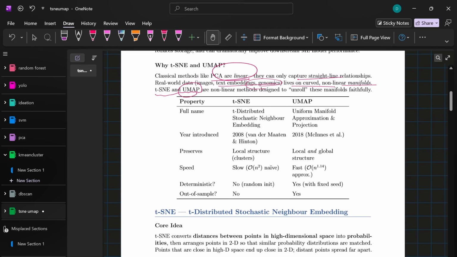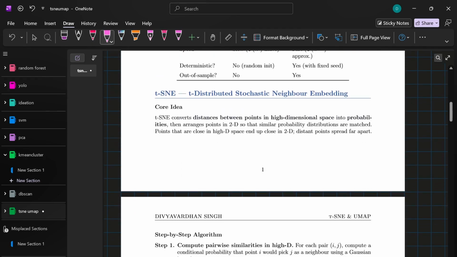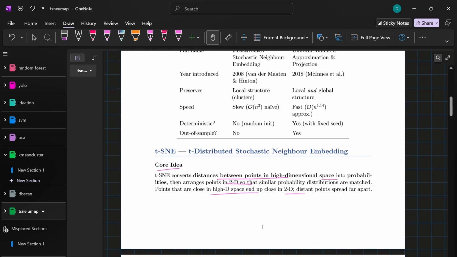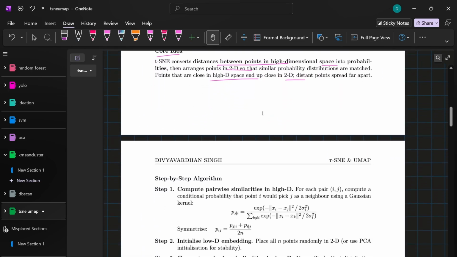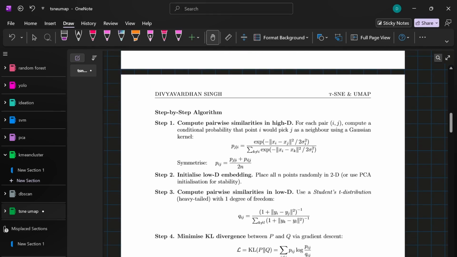t-SNE, introduced in 2008, converts high dimensional distances into probabilities that are arranged as points in 2D so that the probabilities match. Close points stay closer and distant ones spread out. The key trick is that it uses a Student's t-distribution in the low-D space instead of the Gaussian. The heavier tail pushes moderately distant points further apart, preventing everything from collapsing into one dense blob. This is called crowding fix.